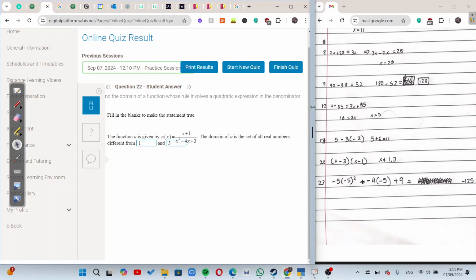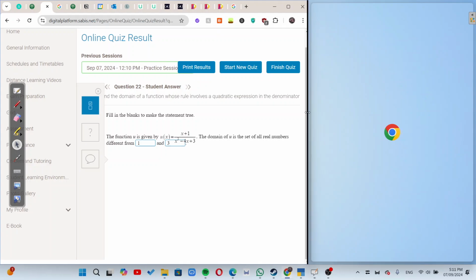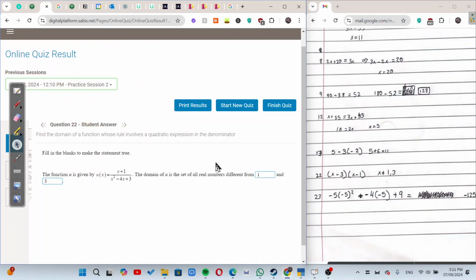Okay, so I'm gonna make this bigger to show the question. Sorry, make it smaller, I mean. So the function u is given by this equation. Again, for this one, you're not allowed to have 0 in the denominator ever.